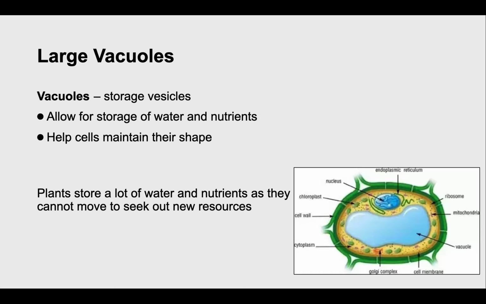Another thing the vacuoles do is help the cell maintain its shape. If we're looking at this very large vacuole here, it takes up a lot of the cell. When it's full, it tends to push the plasma membrane against the outside of the cell wall and make it very sturdy, very rigid. We'll talk more about that when we talk about water and plants.